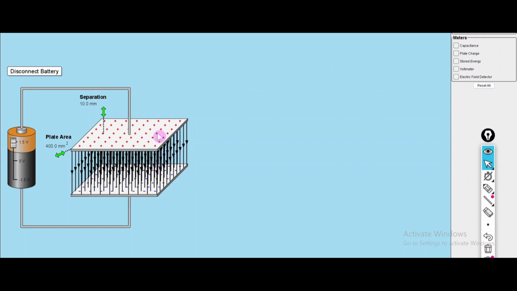These plates have positive charge and these plates have negative charge, so there will be electric field lines originating from this positive charge and terminating in the negative charge. So this is the direction of the electric field line between these two plates. This is the concept of electric field lines between two plates. This phenomenon actually occurs in the capacitor.